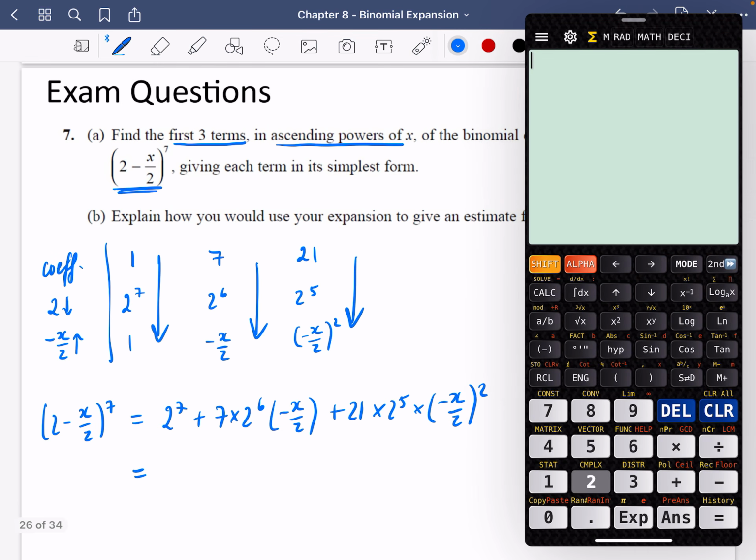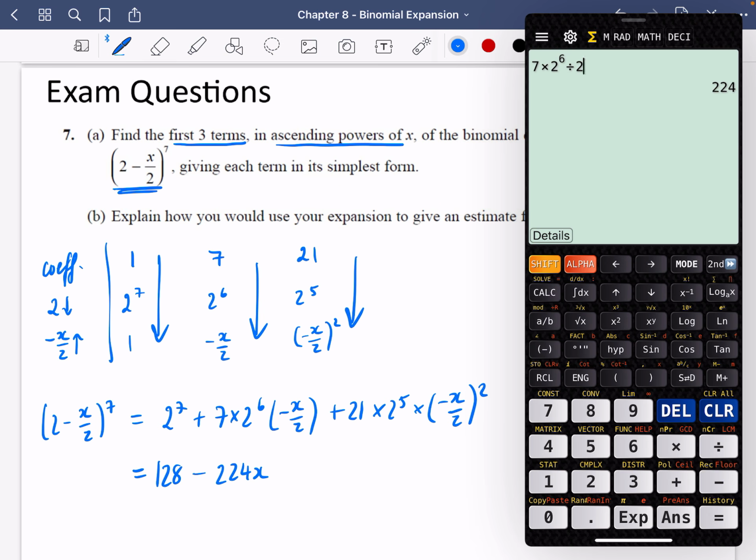So 2 to the power of 7 is 128. Now I'm going to do 7 times 2 to the power of 6. This is 448, and I'm also dividing by the 2 because of that x over 2. You can multiply by a half, I'm just going to divide by 2. And so I get 224x. And overall, this is going to be negative because there is just one negative appearing.